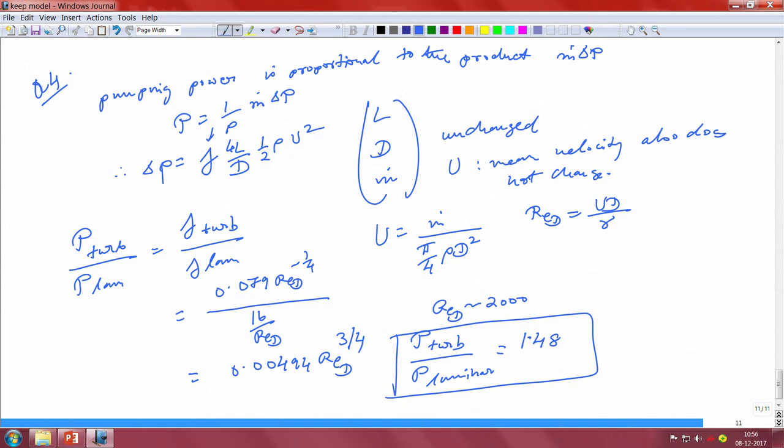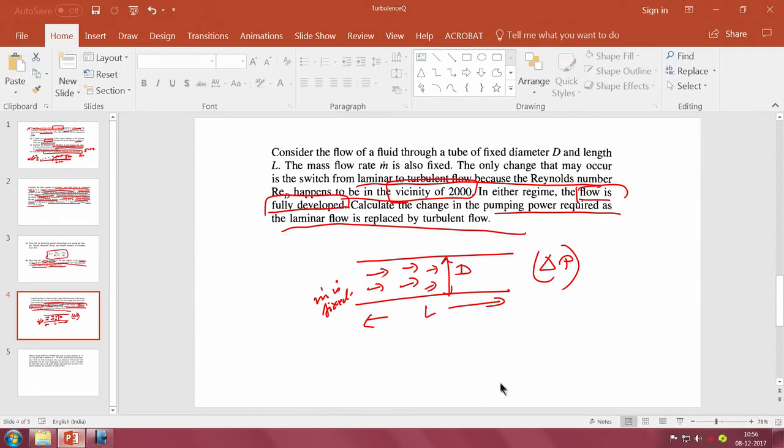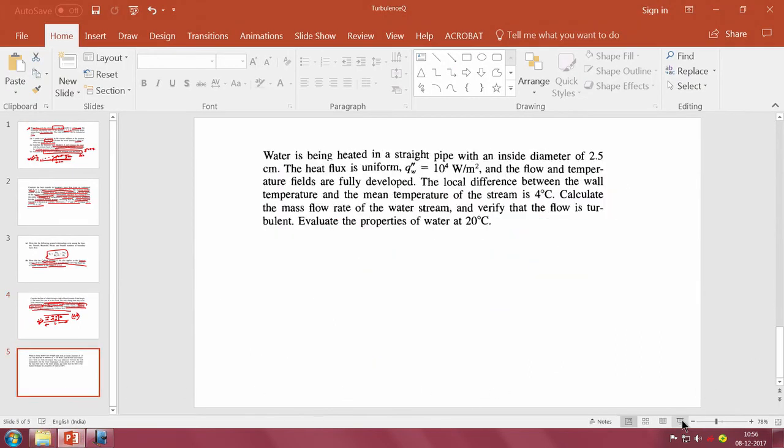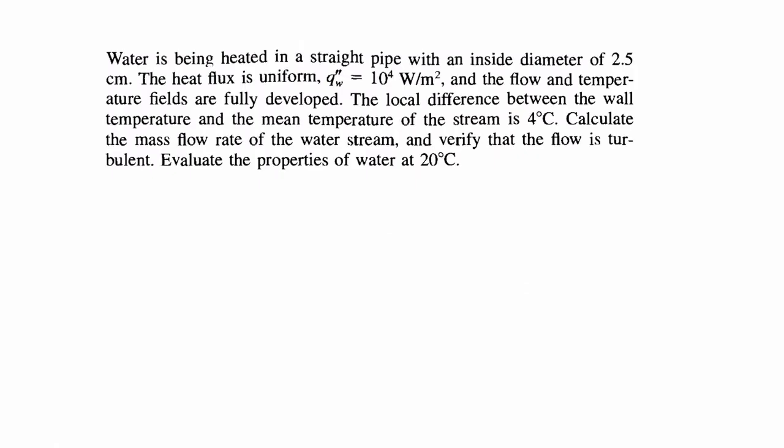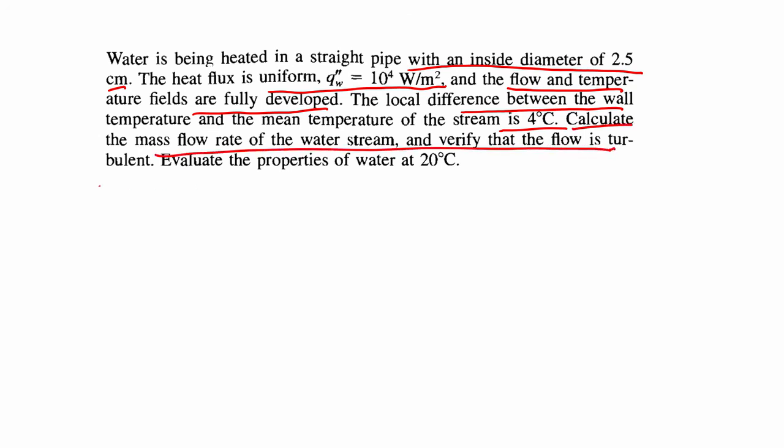So, this is another interesting short problem that we have done. The last problem in this particular series is that water is being heated in a straight pipe with an inside diameter of 2.5 centimeter. The heat flux is uniform and the flow and the temperature fields are fully developed. The local difference between the wall temperature and the mean temperature is about 4 degrees Celsius. Calculate the mass flow rate of the water stream and verify that the flow is turbulent. Evaluate the water properties at about 20 degrees Celsius, right.